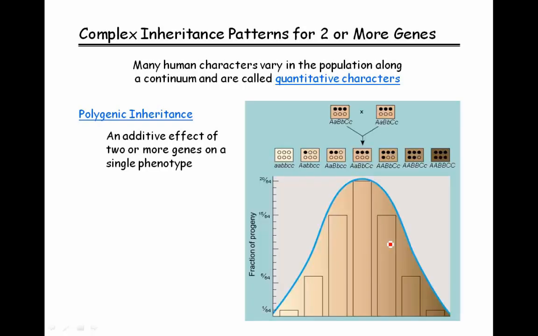If we were to survey a bunch of individuals for a quantitative character, in this graph we're seeing a survey of skin color.